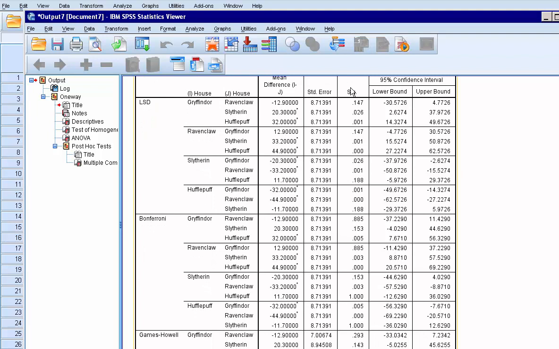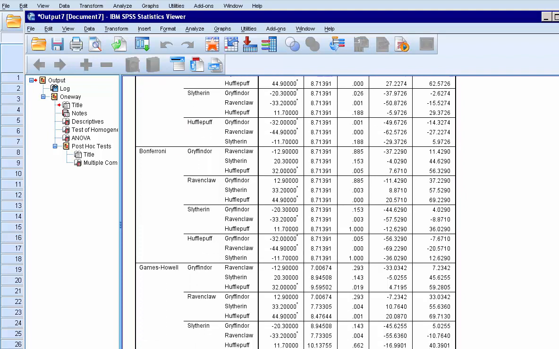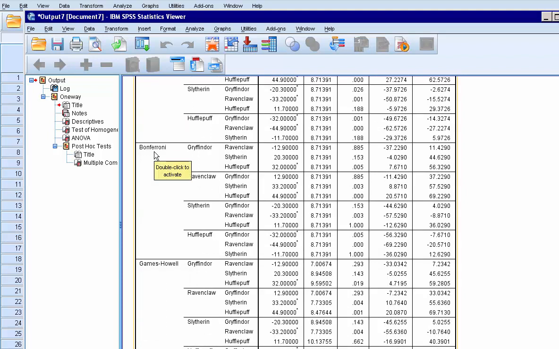Now, as you can see, they have them listed here. This is LSD, Bonferroni, Games Howell. So they're different ones. I want to focus on Bonferroni because that's the most conservative and it minimizes false alarms. So I'm going to go ahead and go with that.